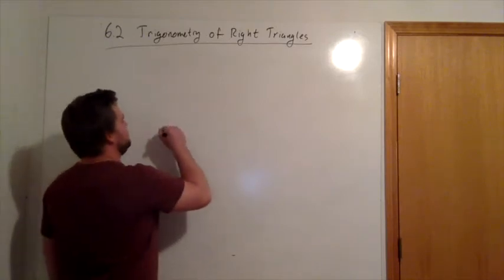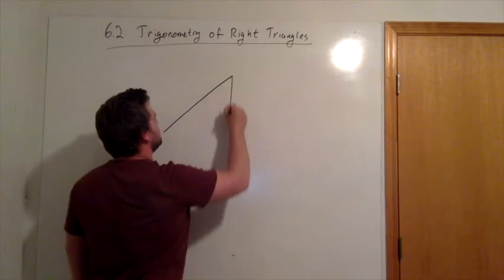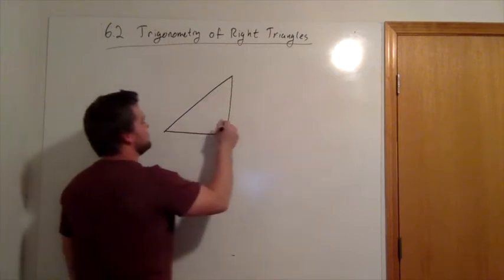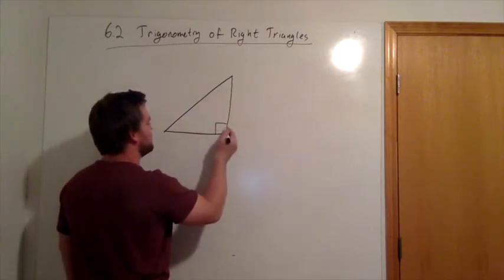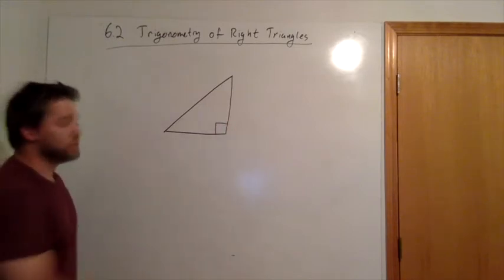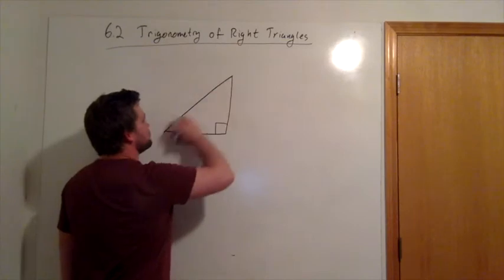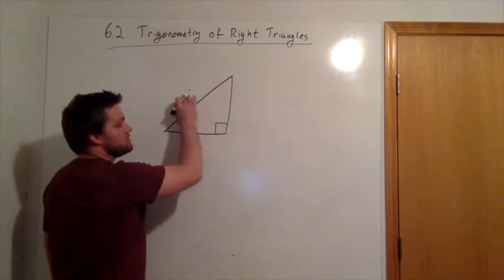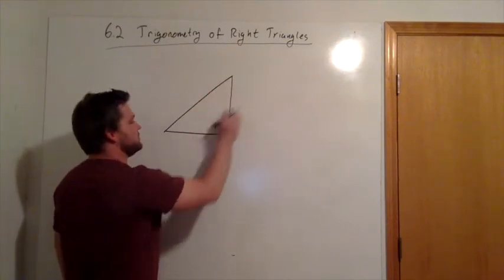So a right triangle is a triangle that has a 90-degree angle. We use this box here to say that this angle here is 90 degrees. Now the longest side of a right triangle is always called the hypotenuse, and the other two sides are sometimes called the legs.